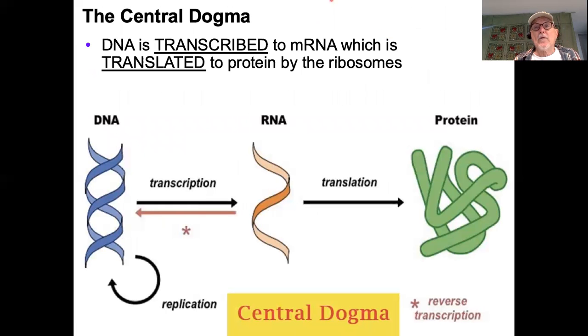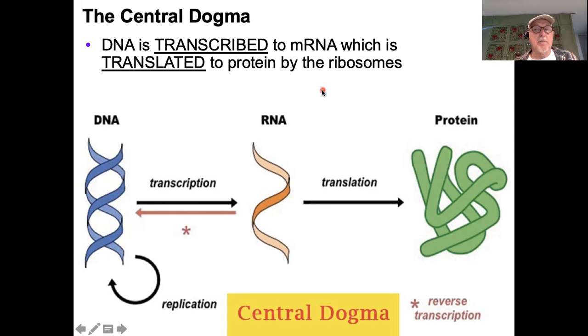So the work of Beadle and Tatum and the subsequent workers really has led to the construction of what we refer to as the central dogma. The central dogma states that DNA is transcribed to messenger RNA. It's transcribed to RNA. And the RNA is translated to proteins. And this translation is done by the ribosomes. So that is the central dogma. DNA is transcribed to messenger RNA, which is translated to protein by the ribosomes.